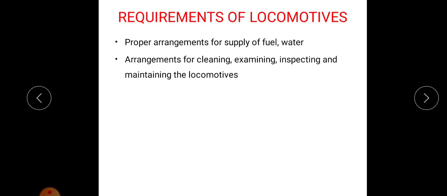And next are the requirements of the locomotive. That is, some facilities required by the locomotive department. The requirements are like this: proper arrangement for the supply of fuel, water, etc. That is, the locomotive should have proper supply of fuel, water, etc. when required. That is an important thing based on the requirement of a locomotive. Then there should also be arrangements for cleaning, examining, inspecting and maintaining the locomotive. So these are the requirements of a locomotive to be provided at a station.